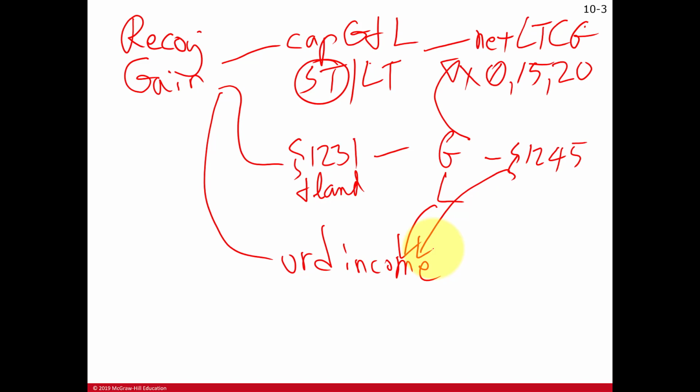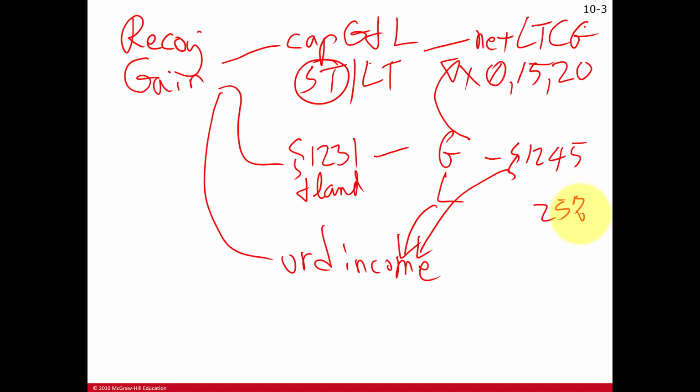Or to make things a little bit more complicated, we may have unrecaptured Section 1250 gain on the sale of real estate that's taxed at a maximum rate of 25%. Okay, not minimum but maximum rate. Otherwise, the marginal lower rates would apply.